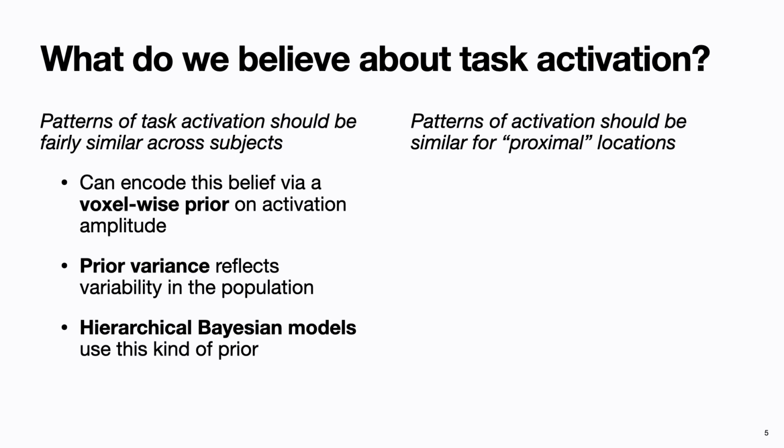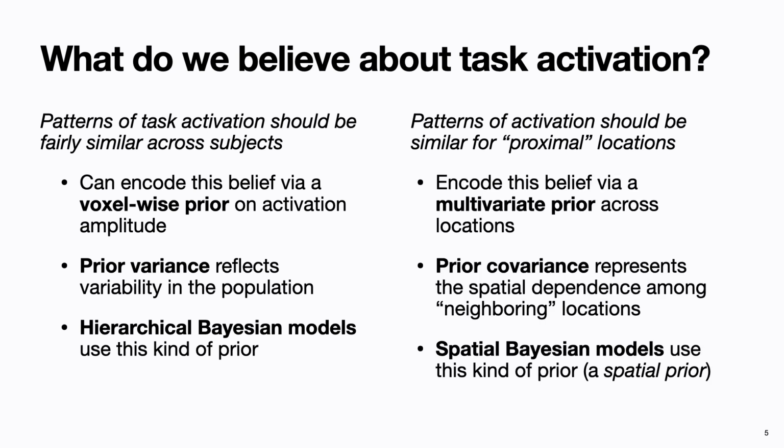But we may also believe that the patterns of activation should be similar for nearby or proximal locations. And we can encode this belief through a multivariate prior across the locations, where the prior covariance represents the spatial dependence between neighboring locations. And the spatial Bayesian models, which I'll be talking about today, use this type of prior.